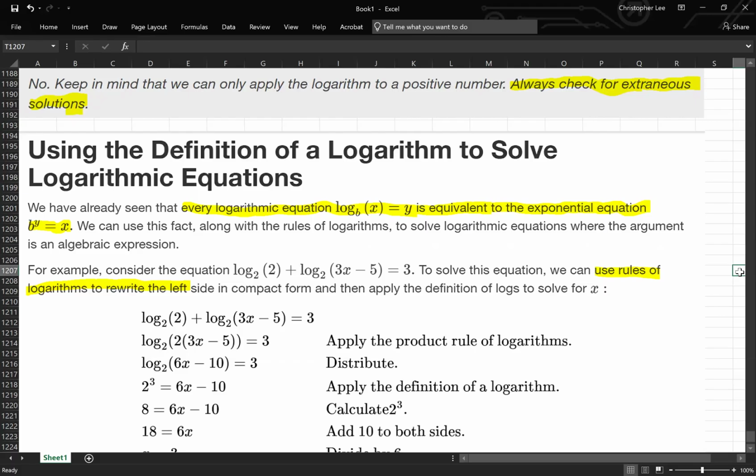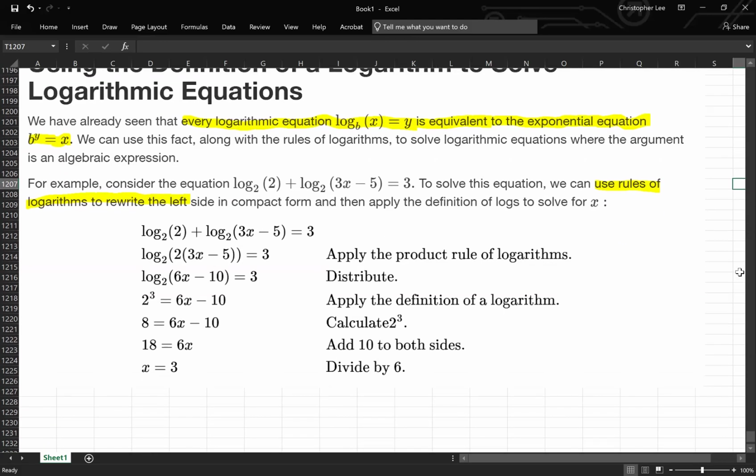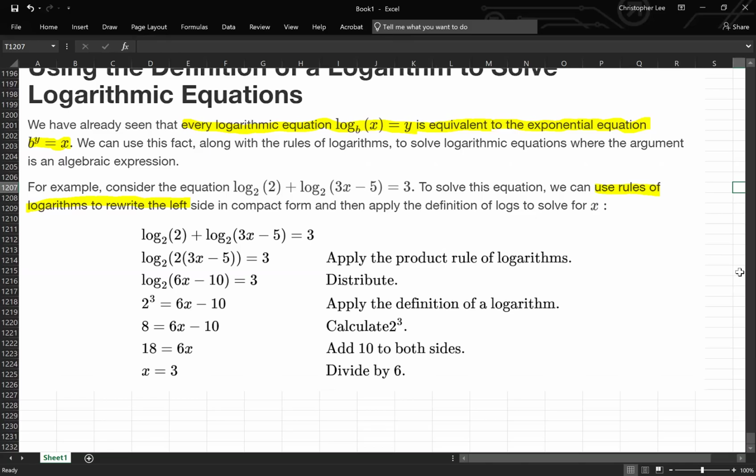And then raise both sides to base 2. Now you have 2 to the third is equal to 6x minus 10. We good to go right there. Just solve for x. Add 10, then divide by 6, boom. Y'all get the idea. Just solve for x. That's all it is.